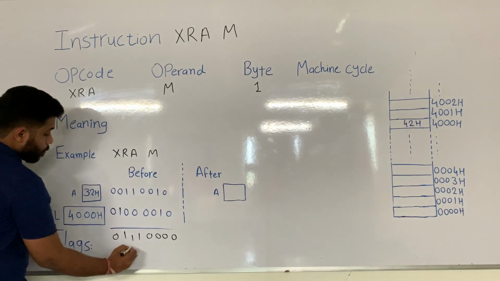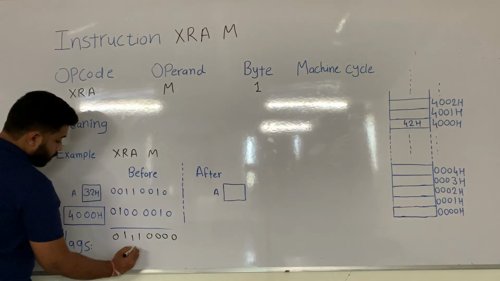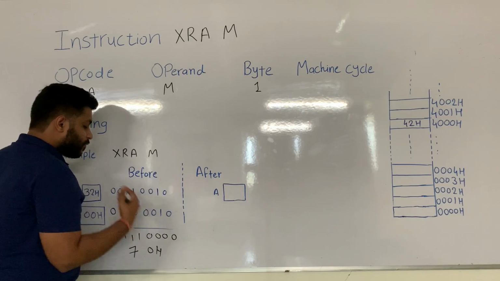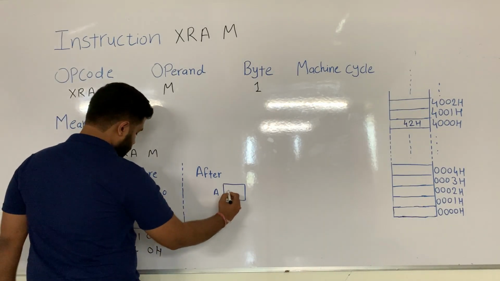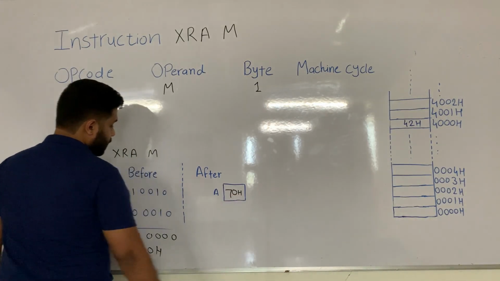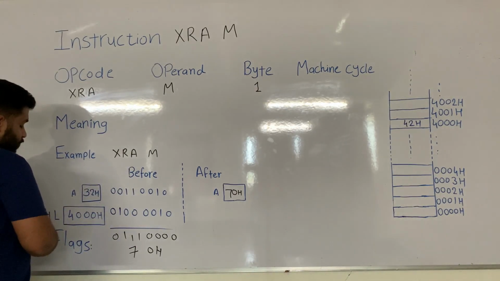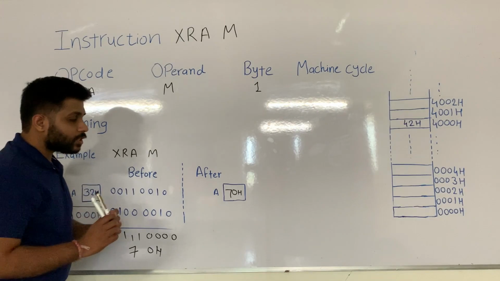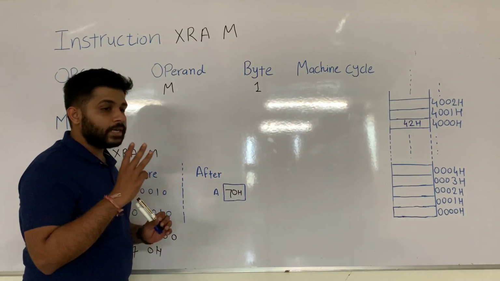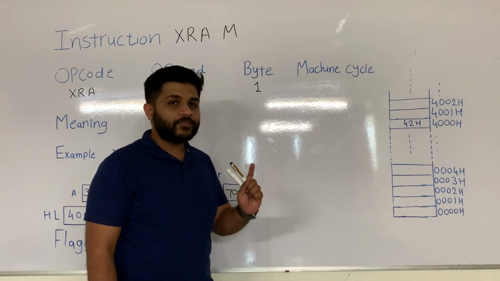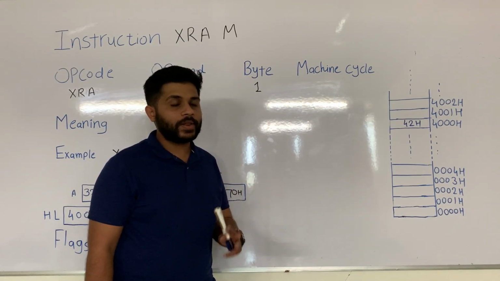If you convert it into hexadecimal, you will get 70H. So after the execution, the answer in the accumulator will be 70H. Now, which flags are affected? Because this instruction is a logical instruction, only 3 flags will be affected according to the answer, that is the sign flag, parity flag and the zero flag.